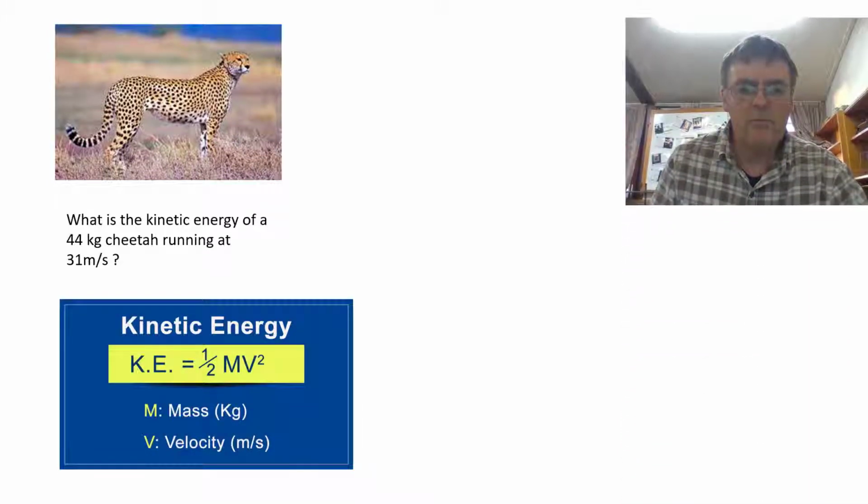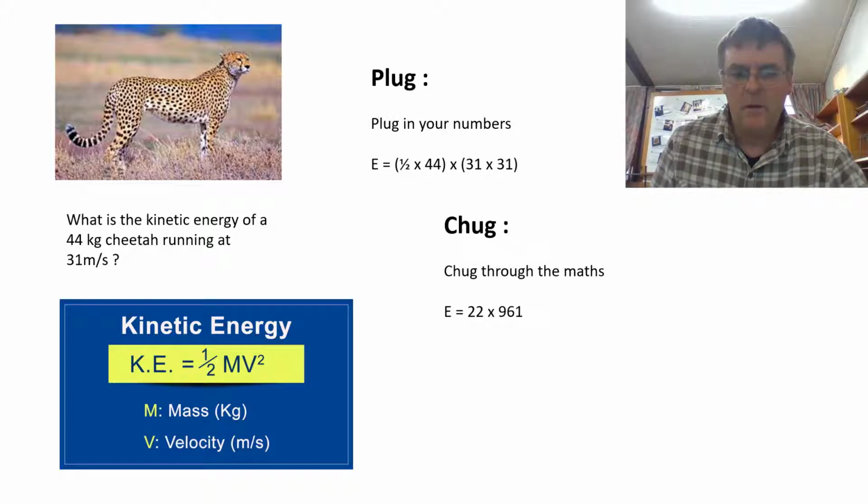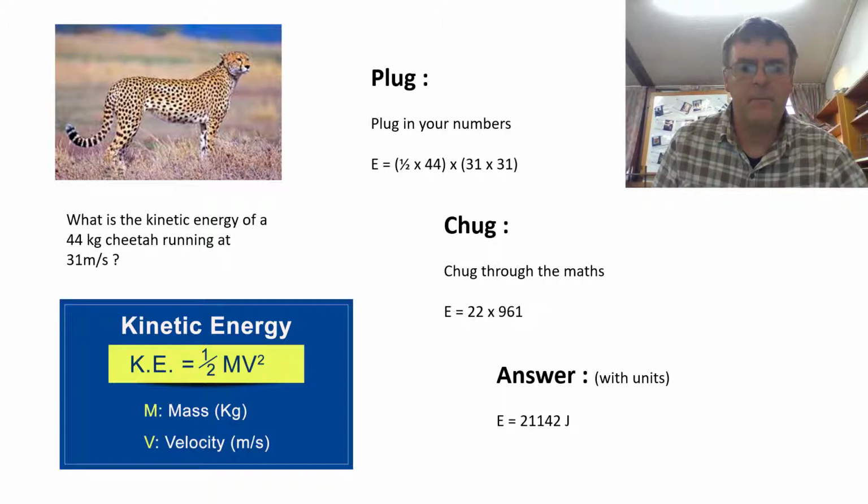There's our equation. Let's put in our numbers. Half of 44, which is half of the mass, and the velocity squared is 31 times 31. That's what squaring a number is, multiplying that number by itself. So we work through some maths, we end up with that. Final step is we end up with an answer with the units, 21,142 joules of energy. Or you could round it to 21 kilojoules of energy. A lot of energy.